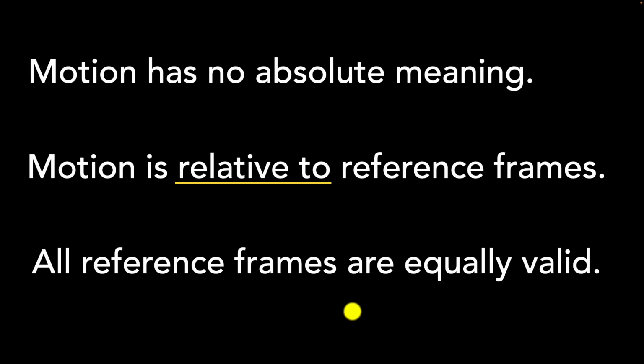But if you consider the motion of the planets, for example, well, now the ground reference frame may not be very convenient. In fact, now the sun's reference frame might be more convenient. So you see, all reference frames are equally valid. It's just that we choose the ones that are convenient to us depending upon the situation.